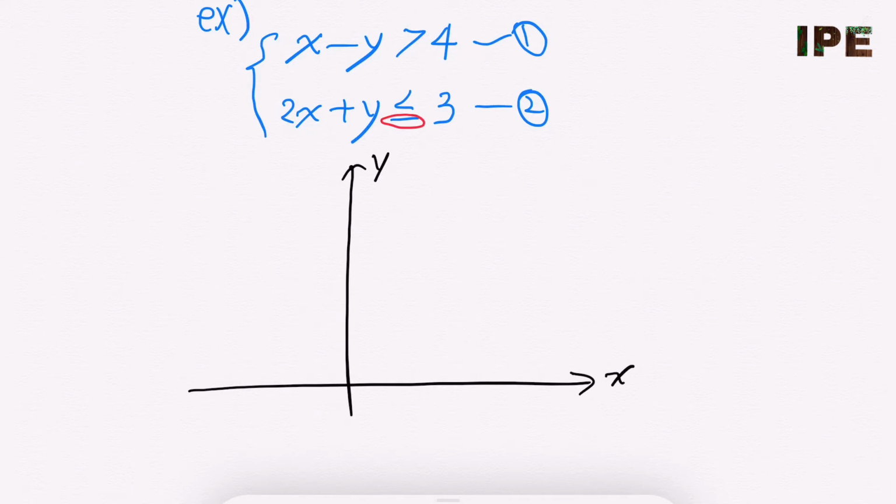Let me draw the first one first. How can I draw that graph? There are many ways. Basically, I want to use the x-intercept and y-intercept. We learned that already, right? X-intercept means the x value when y equals 0. If y is 0, x is 4. This point is the x-intercept of the first equation.